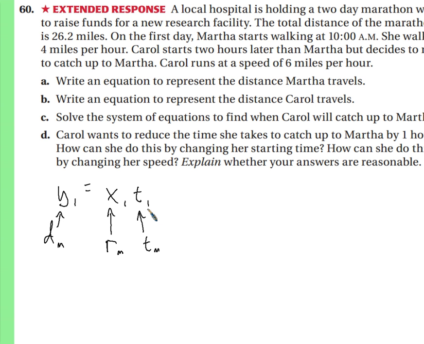Now, can we get more specific than that, though? We know her rate, right? It's what? Four. So let's just say D equals 4t. Will that do? Is that it? Can you put the distance?